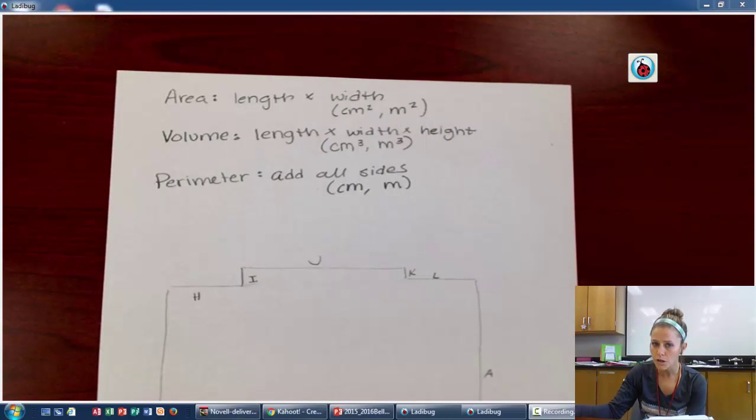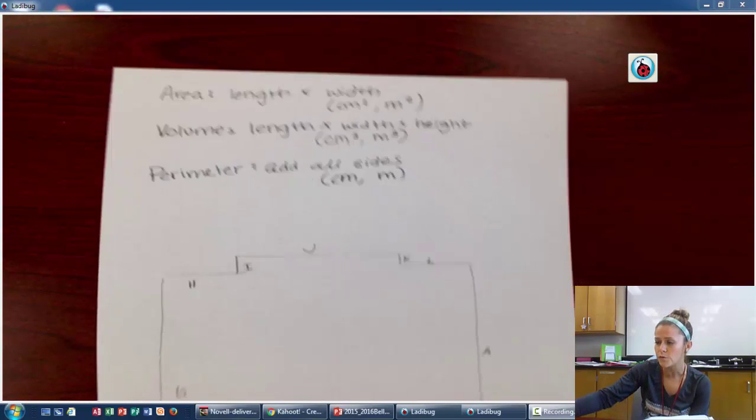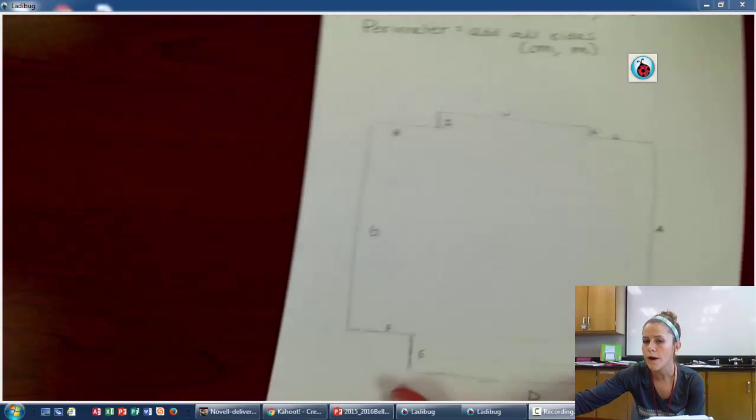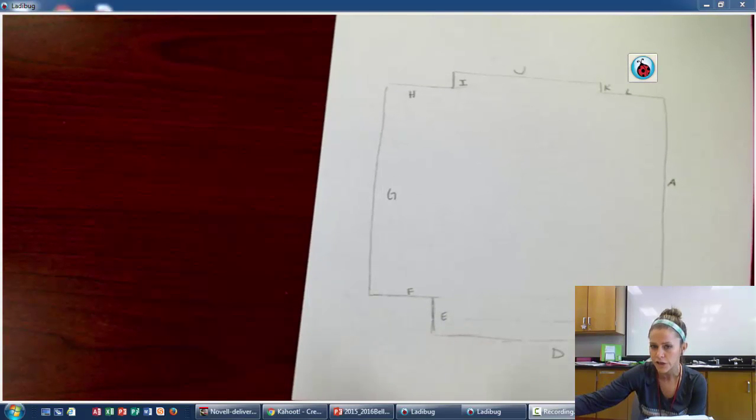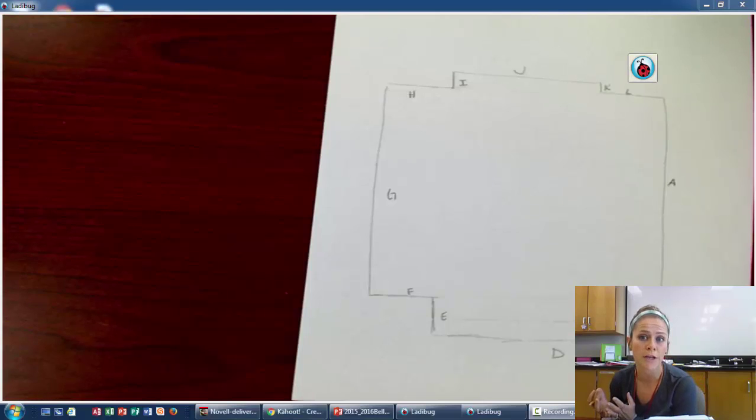Now, to actually complete this work, if you notice, we don't have a regular shape. We have an irregular shape. And so we have to find the area of this classroom, and somehow we have to break this up to find the area and volume. So to do that, what you can do is break it up into regular shapes.